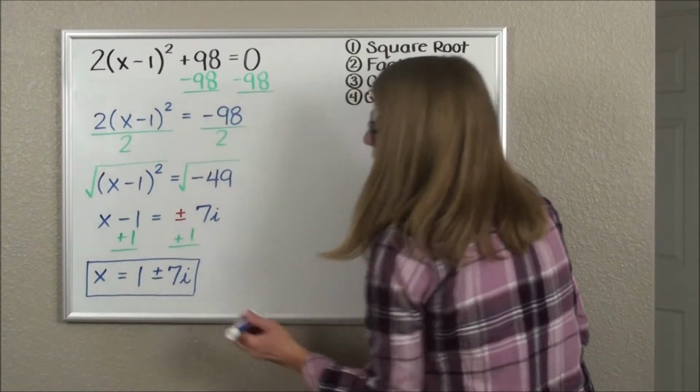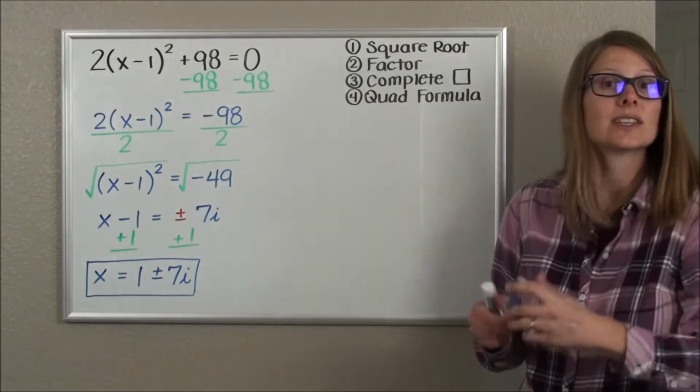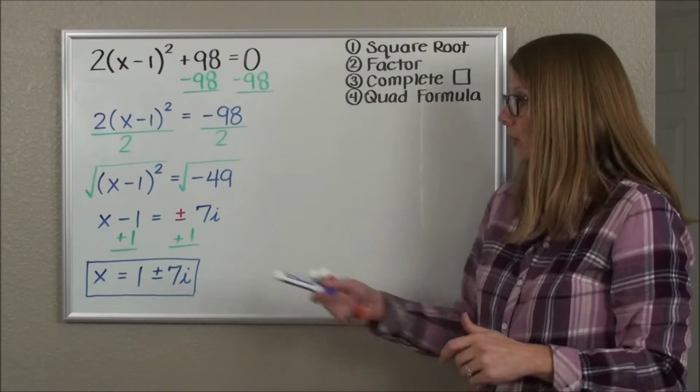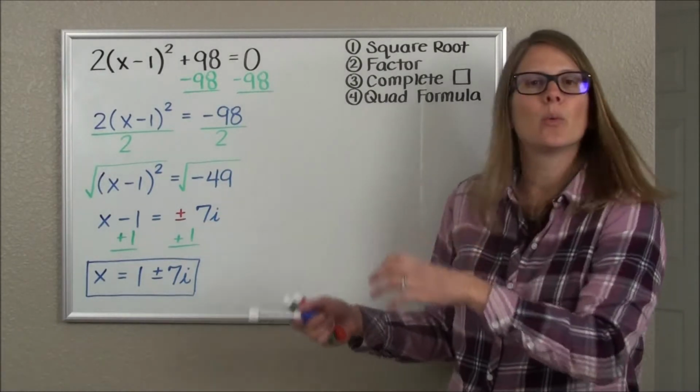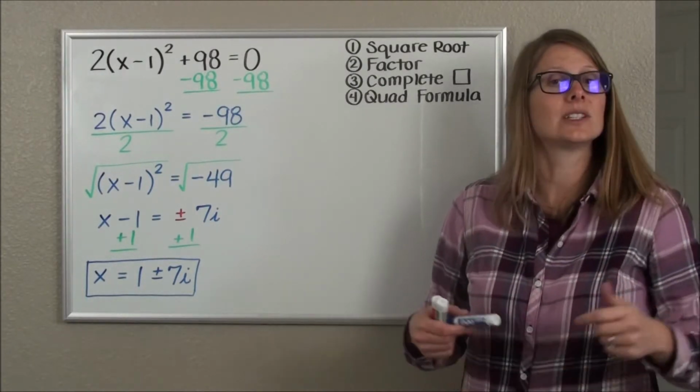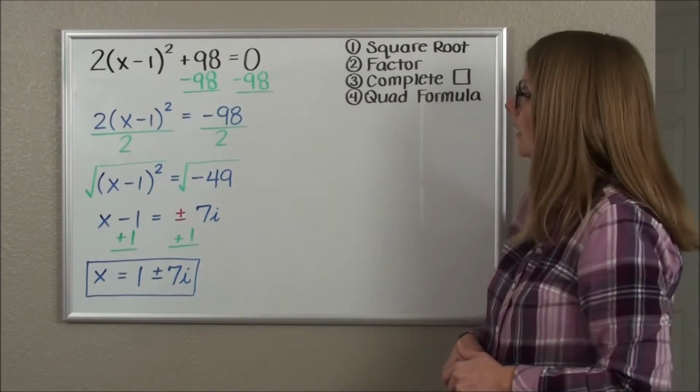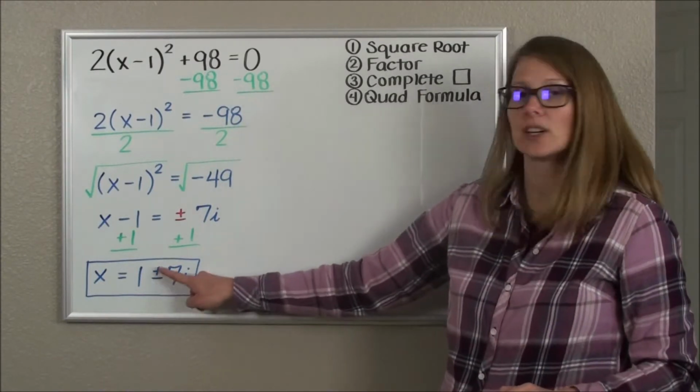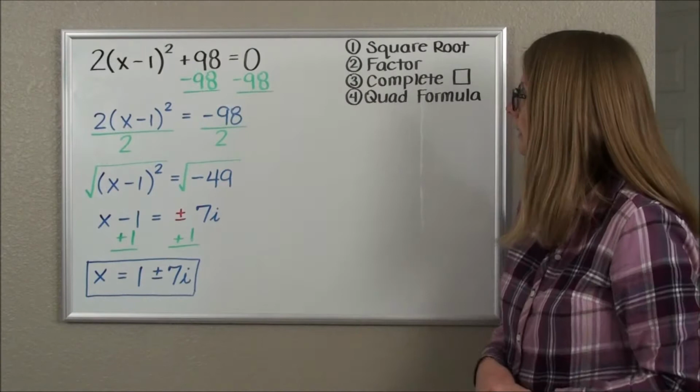X is going to equal 1 plus 7i, which is a complex number. Or x is going to equal 1 minus 7i, which is a different complex number. Those complex numbers are conjugates of each other. They have the opposite sign in the middle.